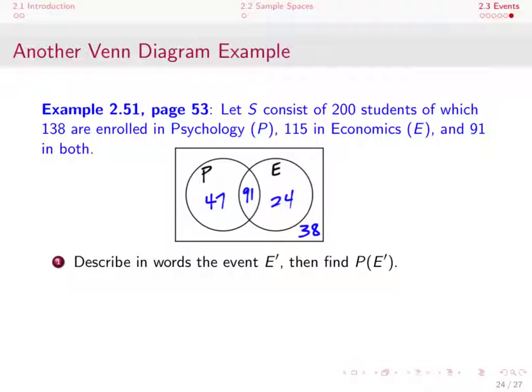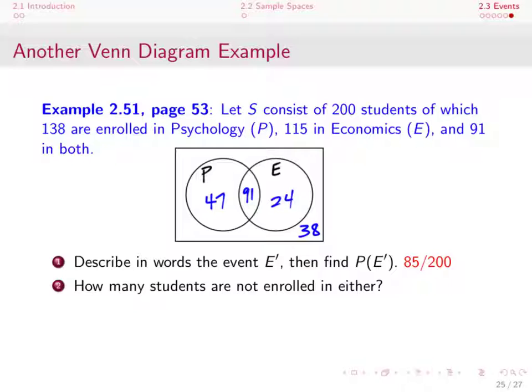So now that we've got this Venn diagram with the regions labeled with the counts of people per each region, now we can answer these questions. Suppose we want to describe in words the event E prime. Well, remember for us, E prime refers to the complement. That's anything that's not in E that's also in the sample space, namely this 47 and this 38. So E complement will be any student out of that 200 that's not in economics, and there are 85 out of the 200 students, so that's our probability.